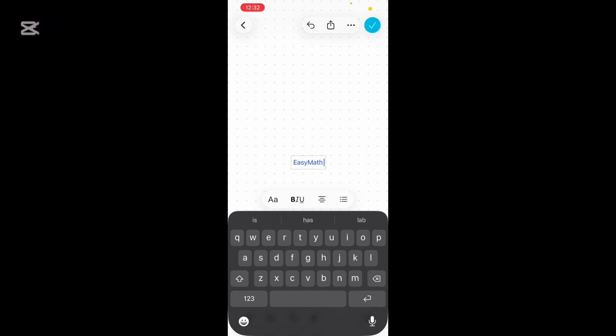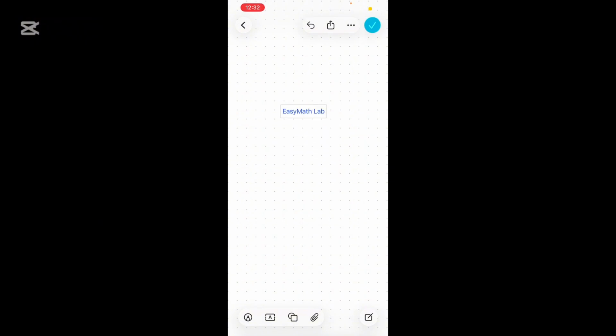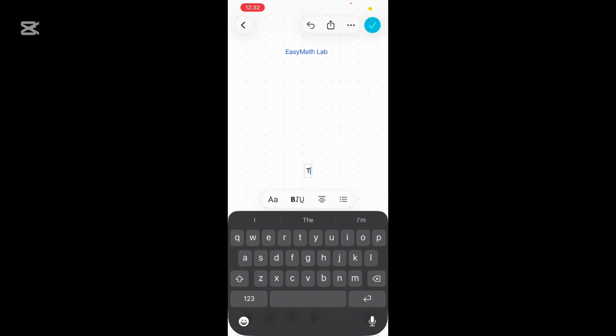Today on Easy Math Lab, on this session, we'll be looking at place value and face value. This will help you to understand number positions. So let's quickly write our topic. Let's have our topic written down. Place value and face value.